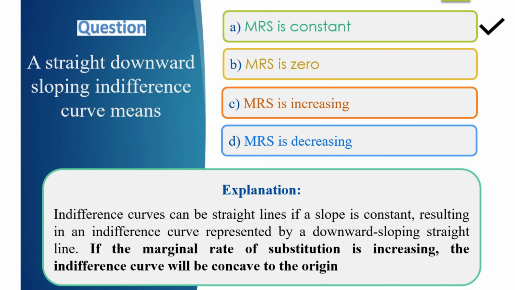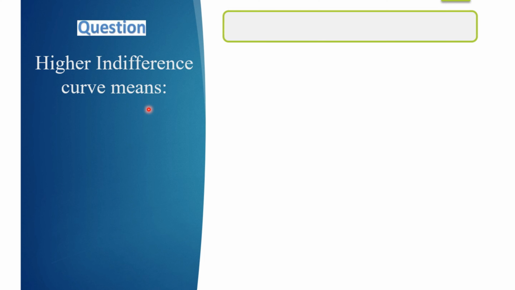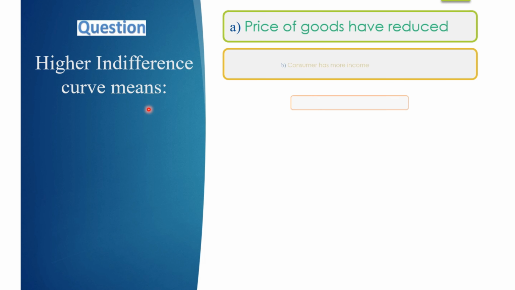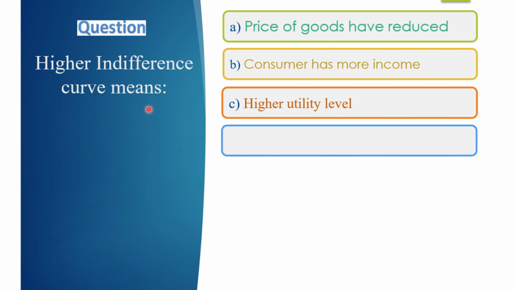Our next question is also about the indifference curve. So the question is, higher indifference curve means what? Option number 1, price of goods have reduced. Option number 2, consumer has more income. Option number 3, higher utility level. Or option number 4, all of the above. And the correct answer for this question is higher utility level.